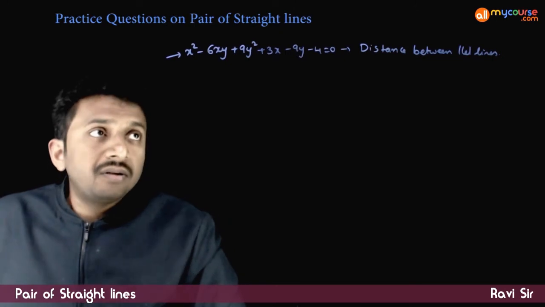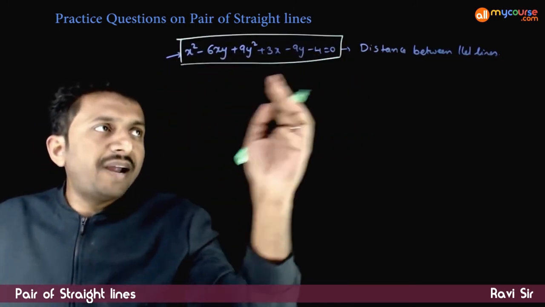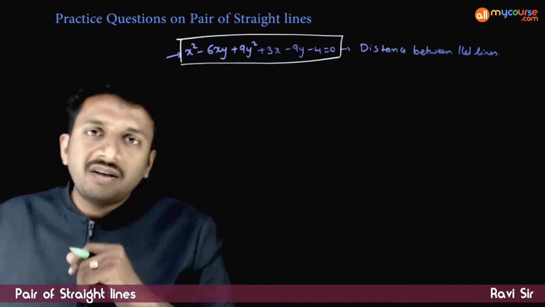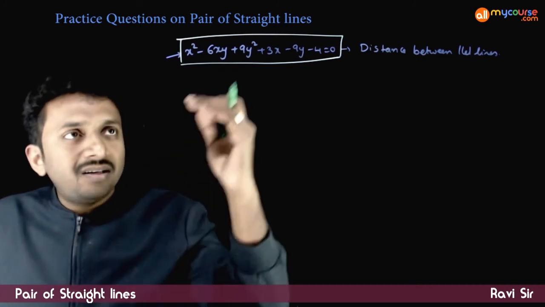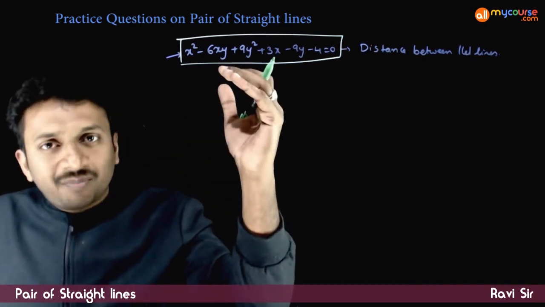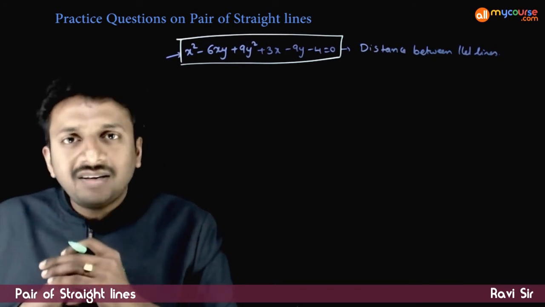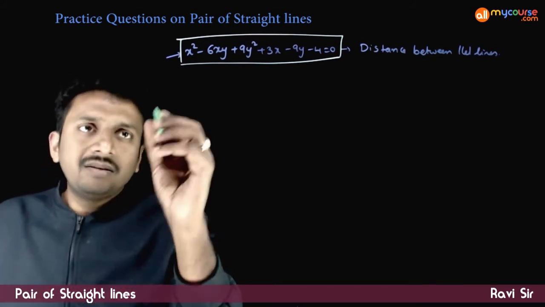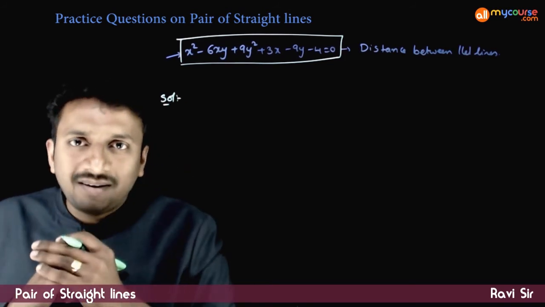In this question, you're given a pair of lines and you're asked to find the distance between these parallel lines. That means indirectly you're given that the lines represented by this pair are parallel to each other, and you're asked to find the distance between the parallel lines. So first let us check whether the lines are actually parallel.